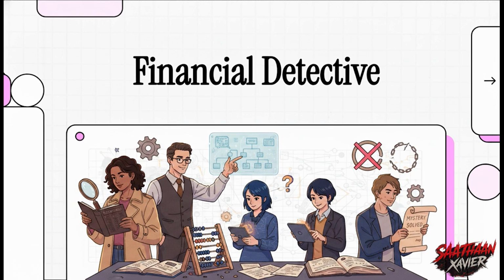Hey everyone, and welcome to this explainer. Today we're doing something a little bit different. We're throwing on our trench coats, grabbing our magnifying glasses, and stepping right into the shoes of a financial detective. We are going to solve the ultimate mystery. What exactly happens when a company's accounting records are totally broken, and more importantly, how do we fix them?